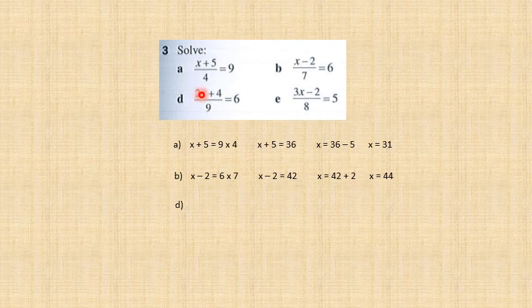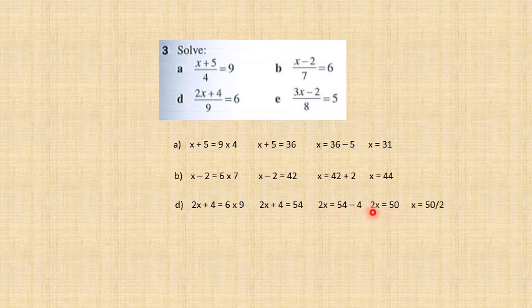Question D, 2x plus 4 over 9 equals 6. Using the inverse operation and balance, 6 times 9 equals 54, which equals 2x plus 4. Then the inverse operation of plus 4, because it's the furthest from x. So I'll make it minus 4. So 2x equals 54 minus 4, which is 50. And then get rid of this 2 by division. So x equals 50 over 2, which is 25.